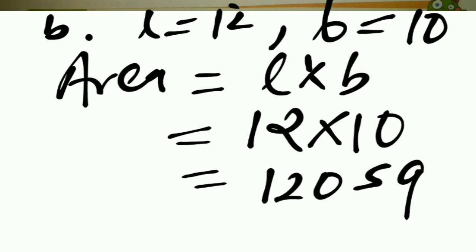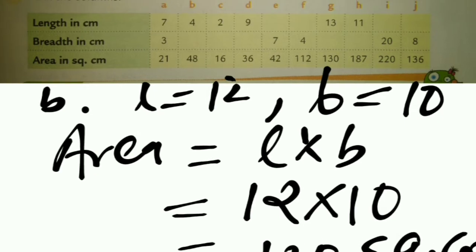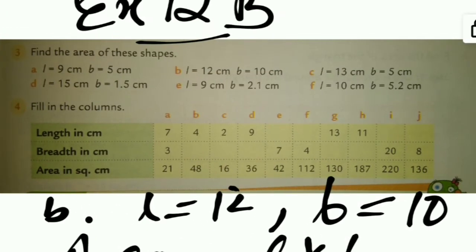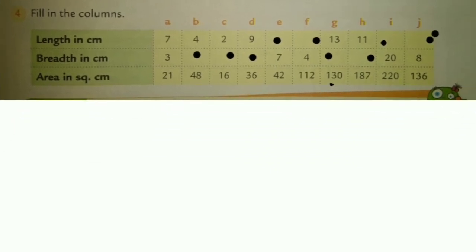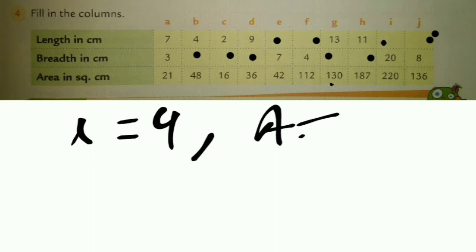120 square centimeter. Okay, like this we have to solve the question. In question number 4, length in centimeter, breadth in centimeter, area. It means a few of the columns are missing. That missing column we have to find.